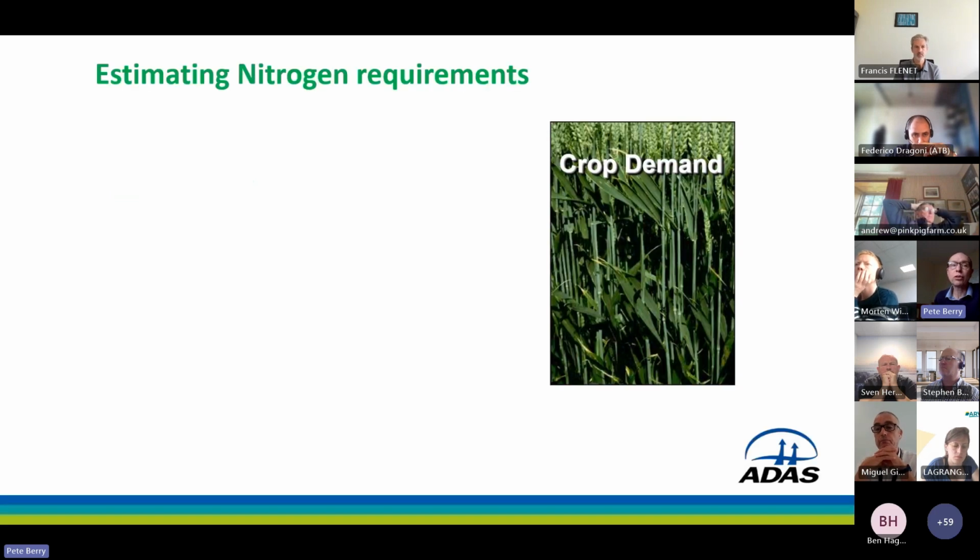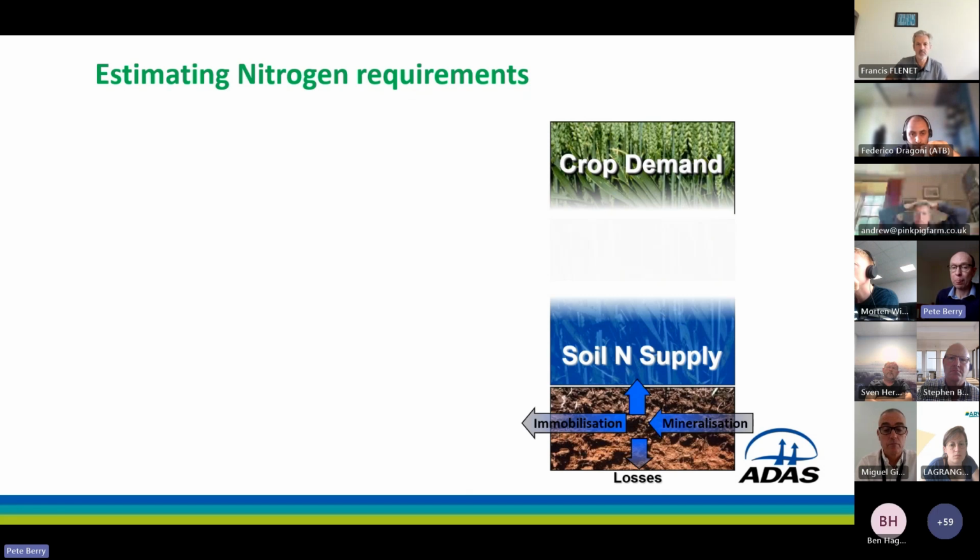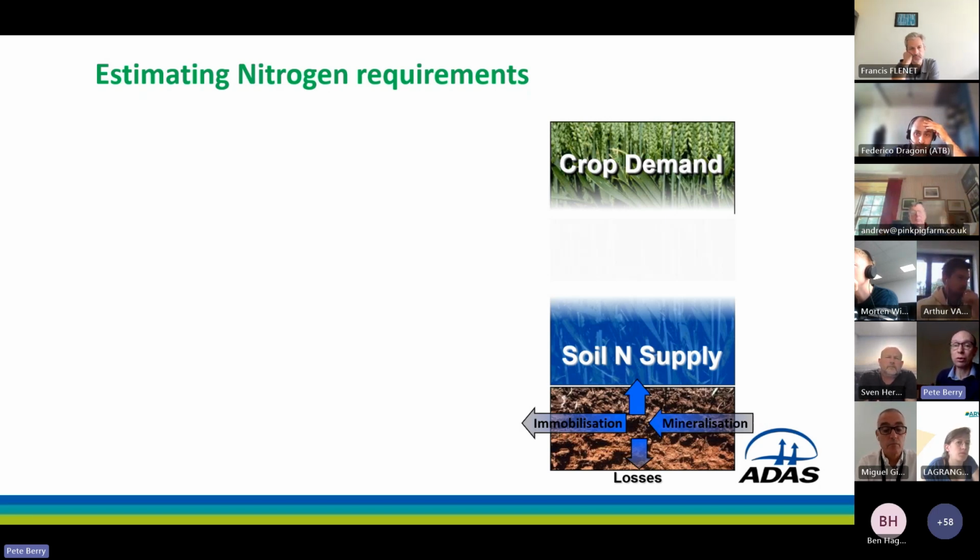And really, when you're trying to estimate the nitrogen requirements of a crop, there are three main components to think about. The first one is the demand that the crop has for nitrogen. So we need to consider the expected yield and the concentration of nitrogen within that harvested yield. And then we need to consider how much of that nitrogen demand can be supplied by the soil without any fertilizer being applied. And we need to consider the various processes in the soil, such as mineralization, immobilization, nitrate leaching for that. But generally speaking, the soil will supply quite a lot of the nitrogen that the crop needs.